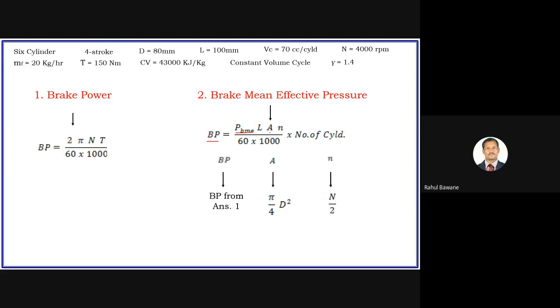Then number of cylinders is given, that is 6 cylinders, so we have to multiply by 6. So we have the value of brake power, stroke length L, area, number of power stroke, number of cylinders. When we put all these values, we come to know how much is the pressure, and the pressure unit will be Newton per meter square. Later on, you may change into bar, but whatever the formula gives as the value of pressure, it is always in Newton per meter square.